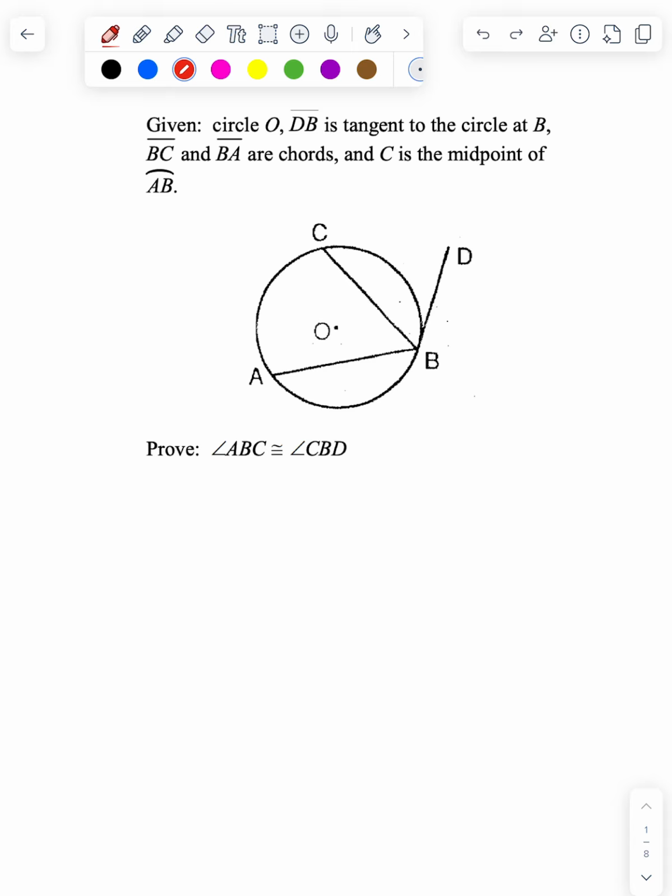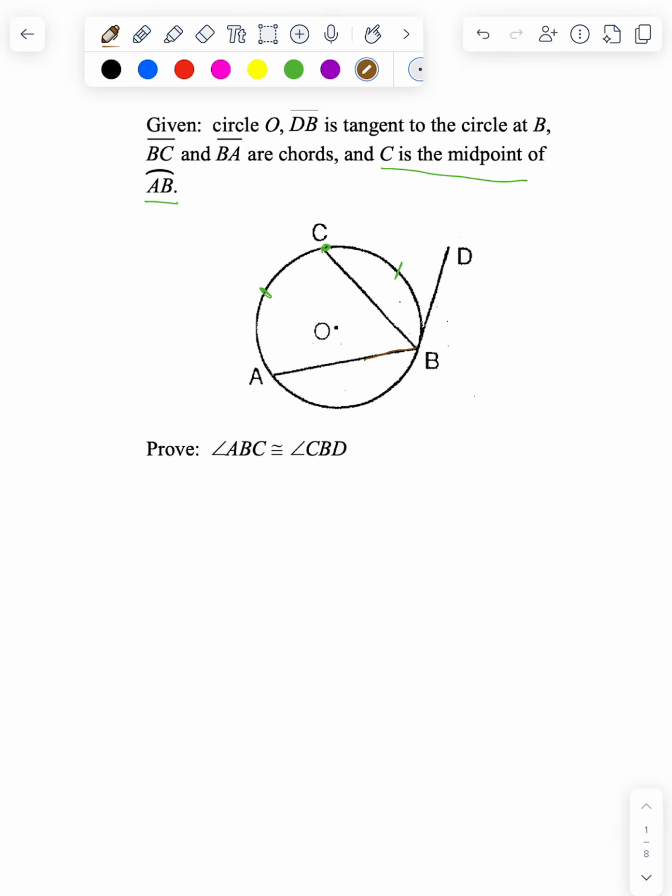And what we're trying to prove is that angle ABC is congruent to angle CBD. So we're trying to prove that these two angles are congruent to each other. First, let's start with the given information. We are given that C is the midpoint of arc AB. So that means that arc AB is being split at C into two equal arcs. So that means arc AC and arc CB are both congruent to each other.